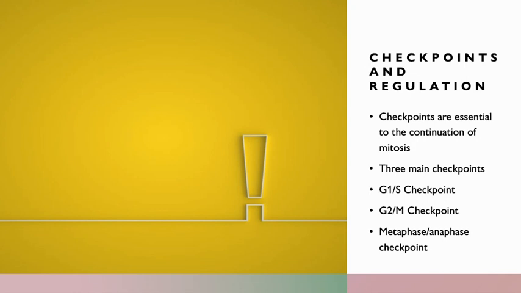So the first checkpoint we're going to talk about is the G1/S checkpoint. It's also known as the restriction checkpoint, where things like growth factors, DNA damage, cell size, and nutrition are influenced. So if the right growth factors aren't there, if the DNA is damaged, if the cell's not quite big enough and it reaches this checkpoint, it's going to stop going through mitosis. It's going to say, halt the process, we are not ready. However, if it passes the test, it will move on to the G2/M checkpoint.